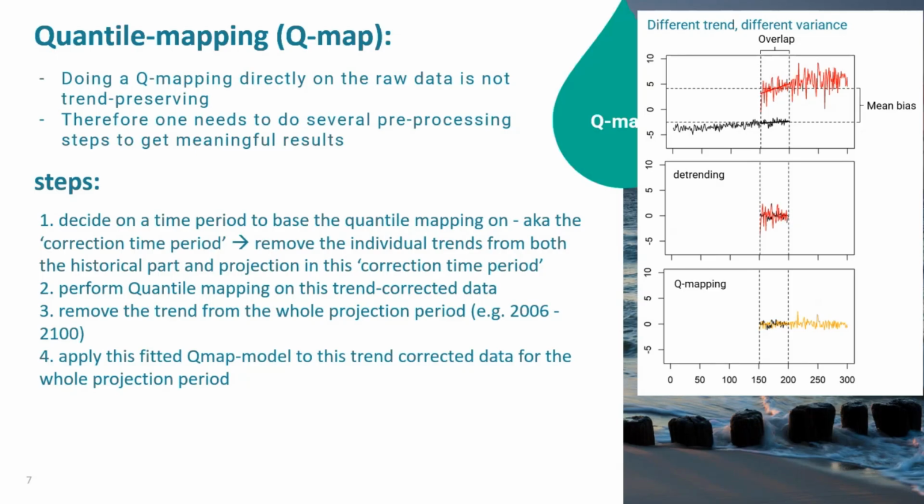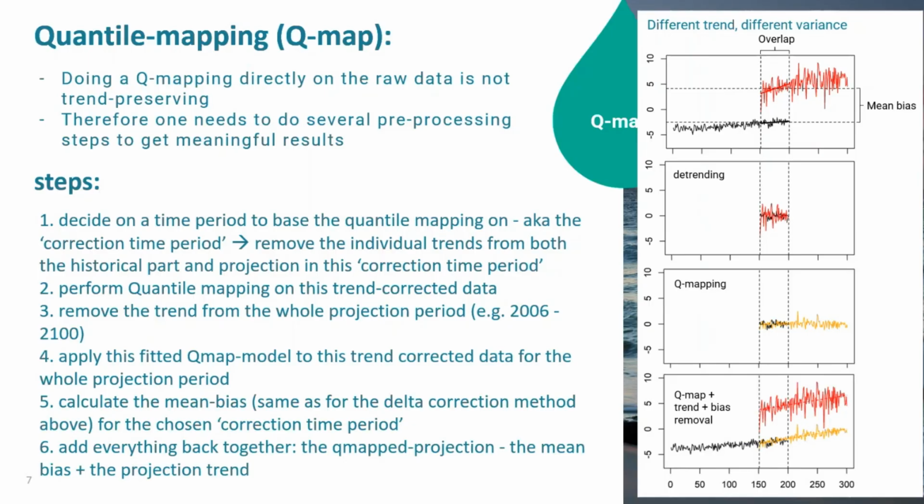Then you remove the trend from the whole projection period, here in orange, and apply this fitted quantile mapping method to this trend corrected data for the whole projection period. And then you calculate the mean bias, of course, same as the delta correction method, and add everything back together. So the quantile map projection minus the mean bias plus the trend will get you the orange time series in the last plot. And you see quite nicely that the variance is quite well matched now to the historical record, and also the trend is preserved.